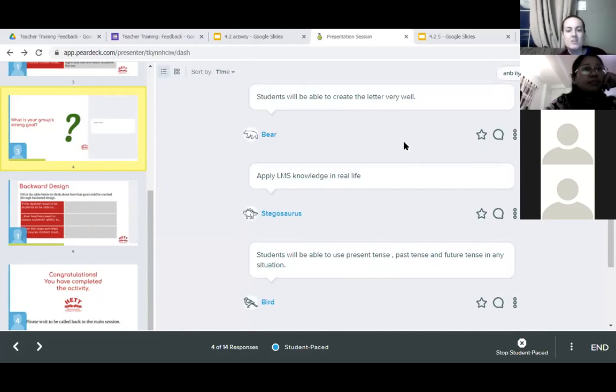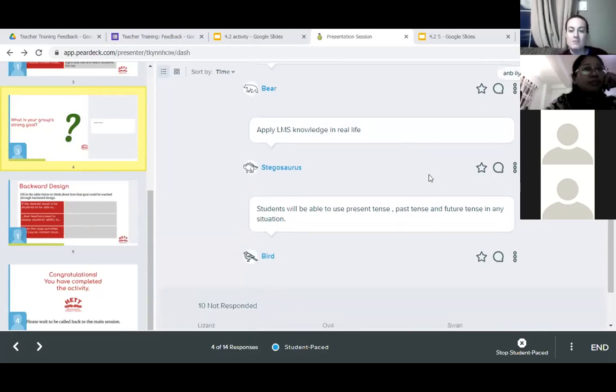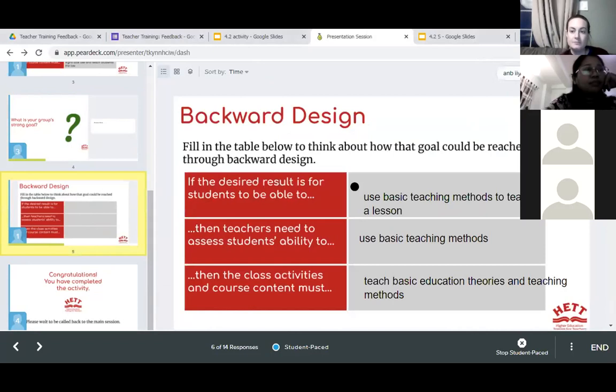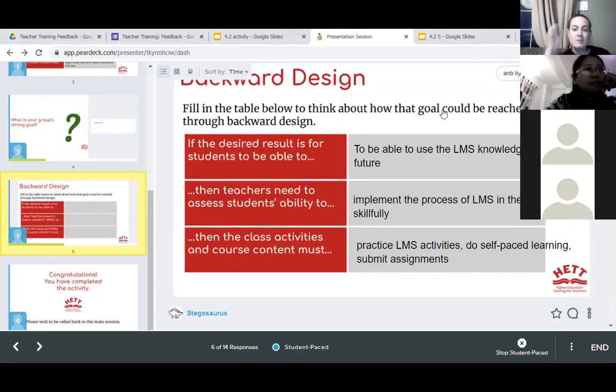Apply LMS knowledge in real life. I think that's pretty good. Students will be able to use present tense, past tense, and future tense in any situation. Any situation might be a bit broad, but you could say in real life situations or something like that. Okay, good. Be able to use the LMS knowledge in their future.